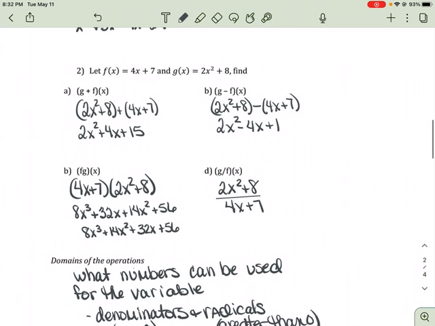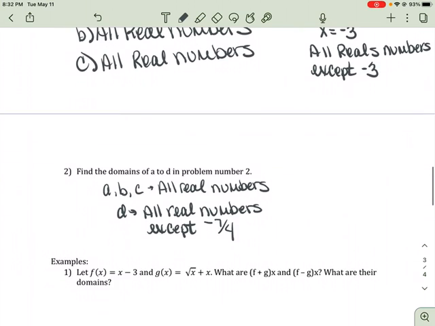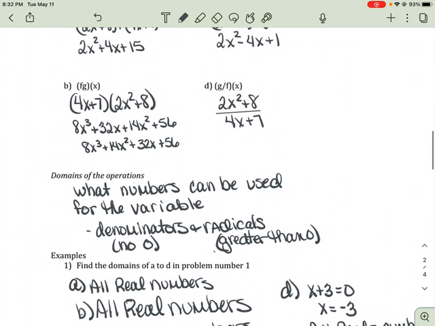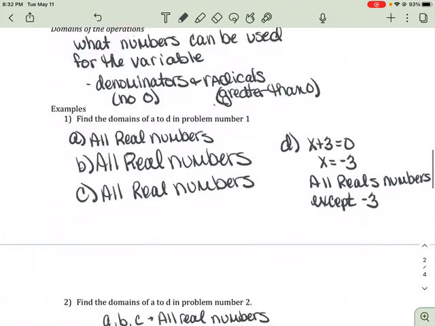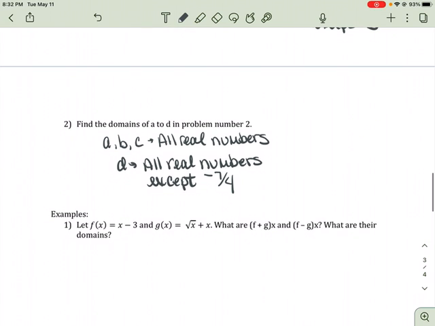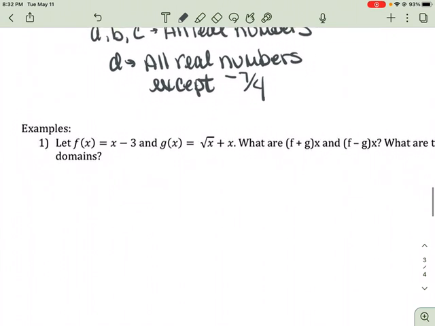Okay. Try it with number 2 here. So all A, B, and C, the add, subtract, multiply, and divide is all real numbers. The division is all real numbers except negative 7 over 4 because I set that denominator equal to 0 and solved. All right, let's try one more.